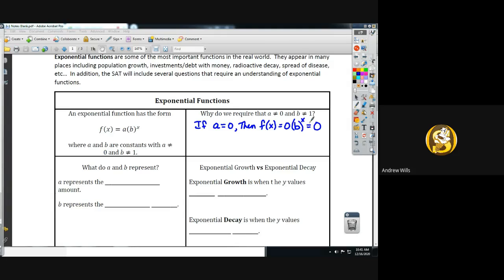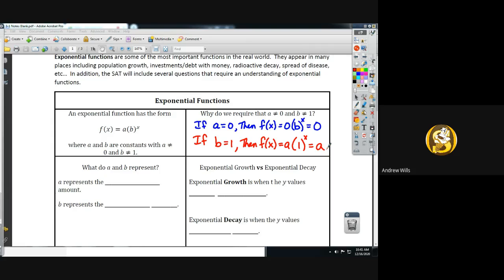If b is equal to 1, then we have f of x equals a times 1 to the x, which is always a. And that also is not interesting. That's a straight line, not an exponential function. Okay? Because 1 to any power is still 1. So we do not let a equal 0. We do not let b equal 1.